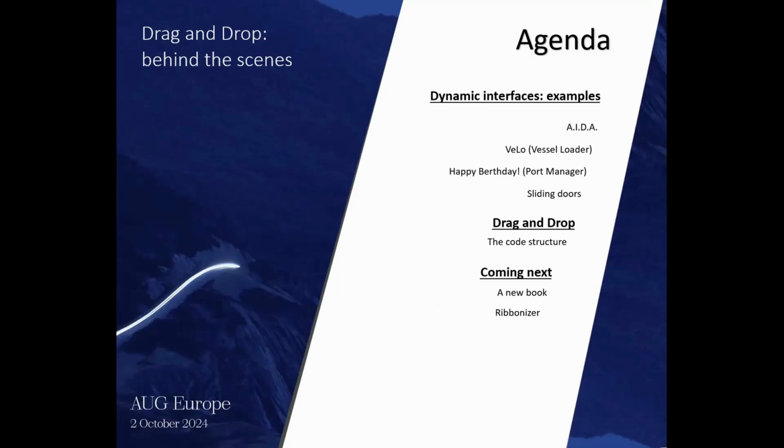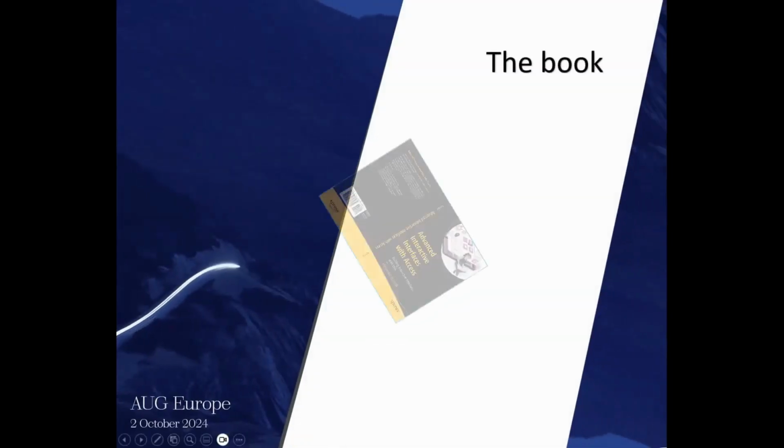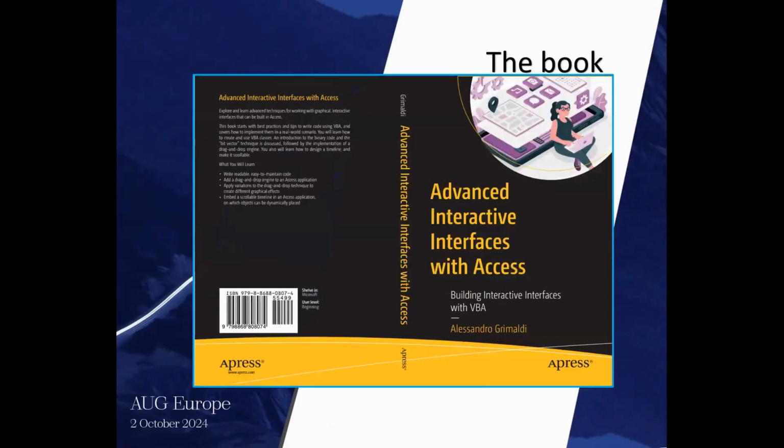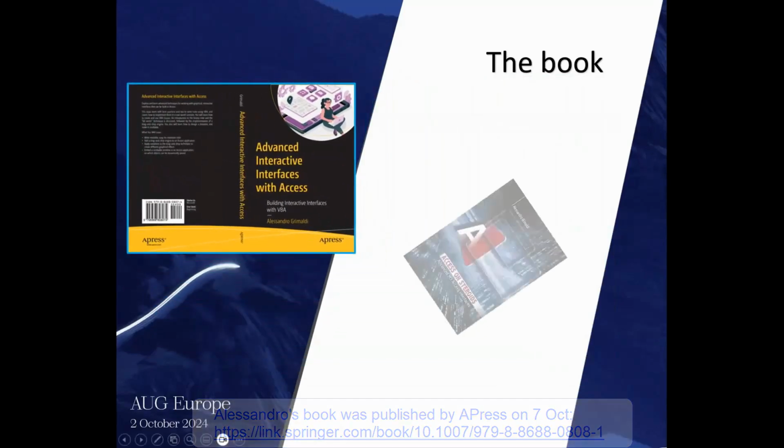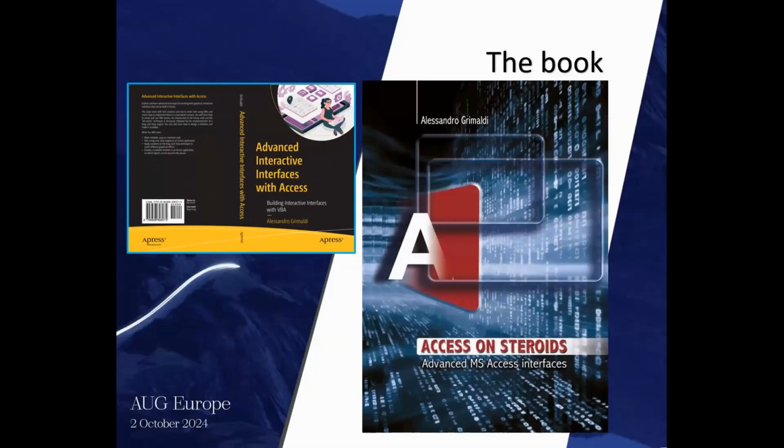So this is the book we're talking about, Advanced Interactive Interfaces with Access, which is published by APress, an American publisher of the Springer network. It's currently being processed, so it should be available in the next weeks, hopefully in the next days. This book was formerly known as Access on Steroids, but APress, for some reason, didn't like the name, so they changed it, but the content is absolutely the same.